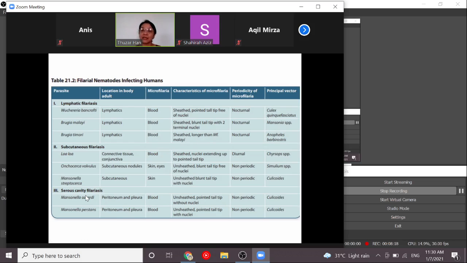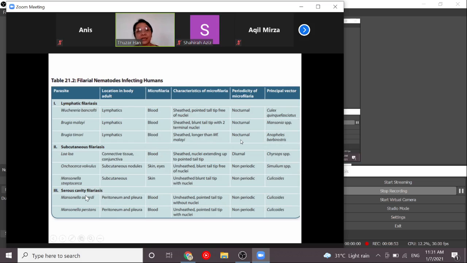So that's why when you take the sample from the patient, you have to take the sample at night time, 10 p.m. to 2 a.m., something like that. At that time, you can detect the microfilariae in the peripheral blood. So that's why there is a periodicity. Only at some period can you find the microfilariae in the peripheral blood. That is known as nocturnal periodicity.